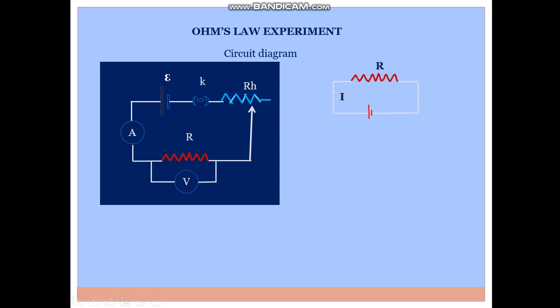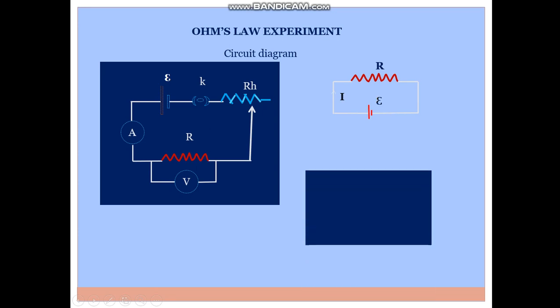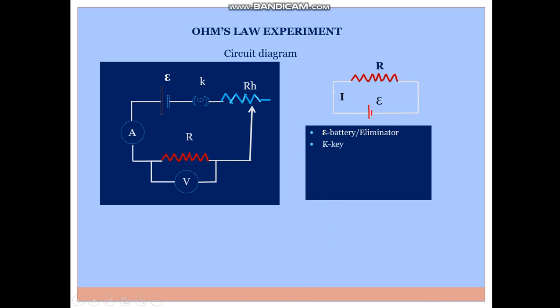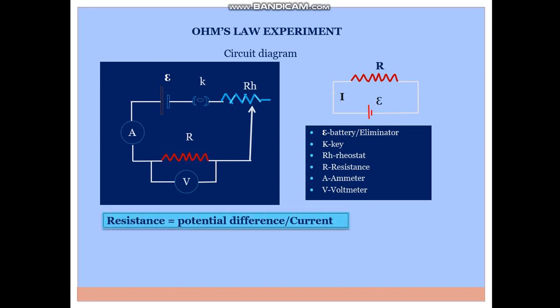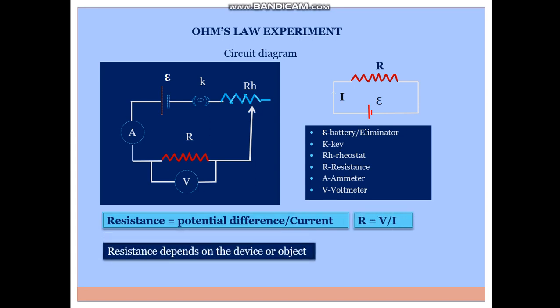This is the simple circuit of our Ohm's law, wherein E is the EMF or the battery eliminator, K is the key, RH is the rheostat, R is the resistance, A is the ammeter, and V is the voltmeter. Now, according to Ohm's law, I is proportional to V. So, we can write V is proportional to I. So, V is IR. So, R is nothing but the potential difference upon current. So, R is V upon I. So, resistance depends on the device or the object.